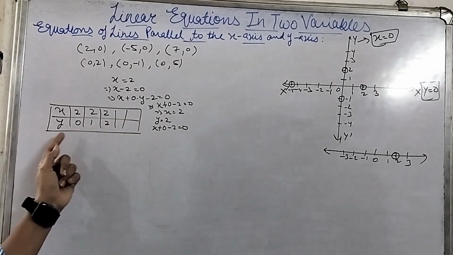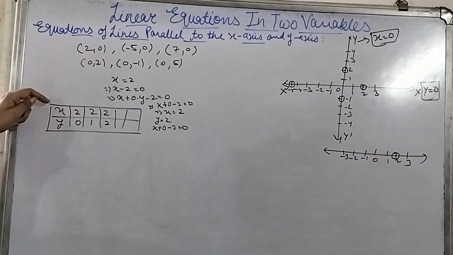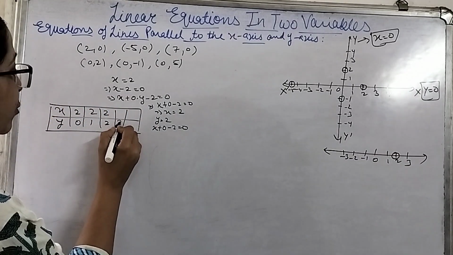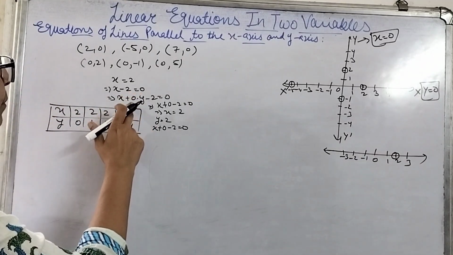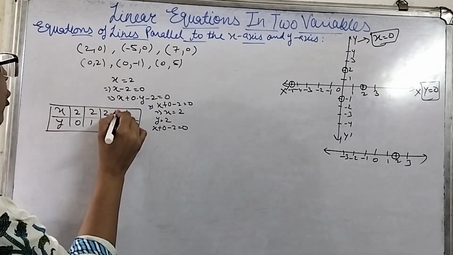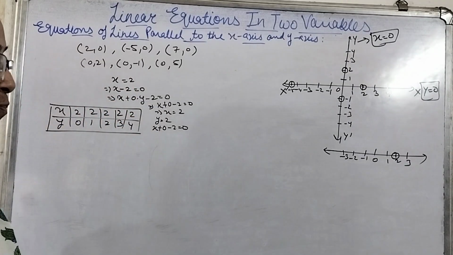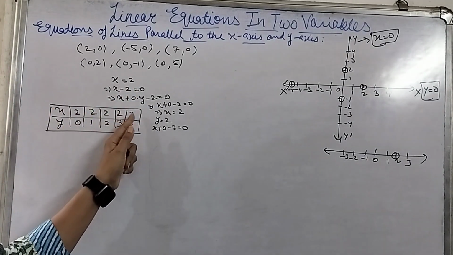So whatsoever the value of y I take, the value of x will always be 2. It could be 3, it could be 4, because 0 multiplied by any number will be 0. So the value of x will always be 2.